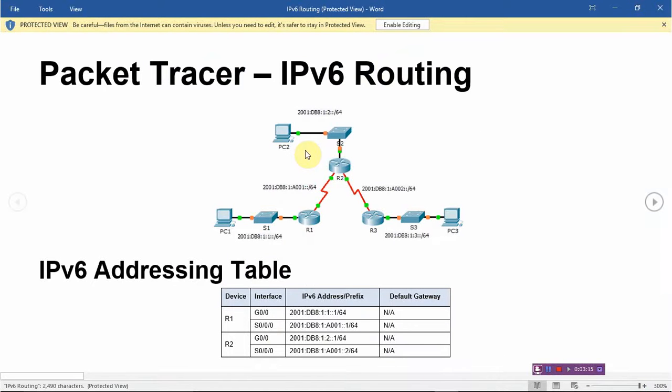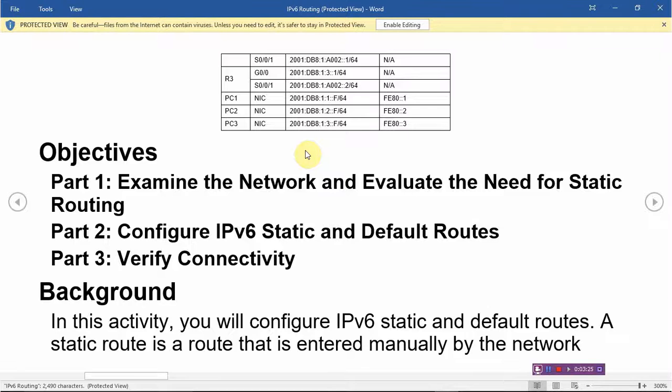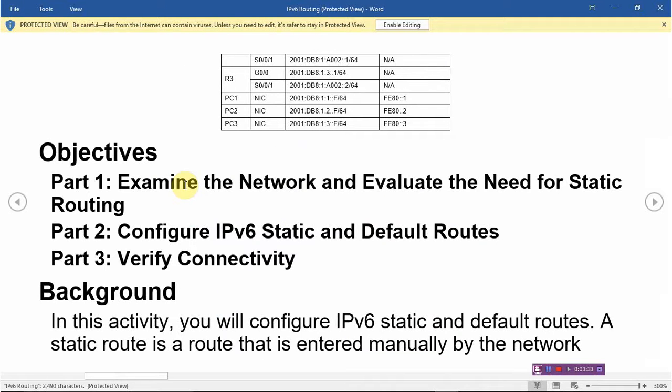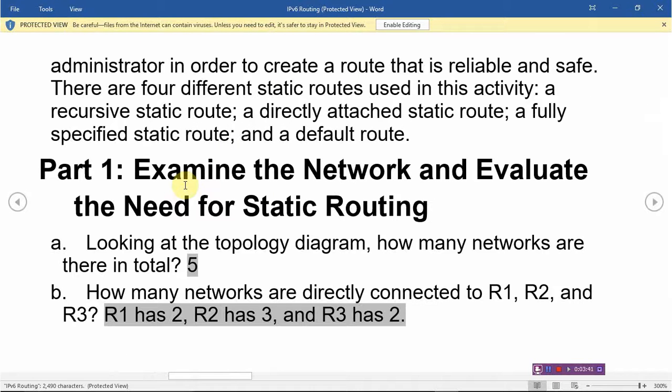Here is our topology which we should configure for the experiment, and here is the addressing table for this IPv6. The objective is to examine the network and evaluate the need for static routing, configure IPv6 static and default routes, and verify the connectivity.